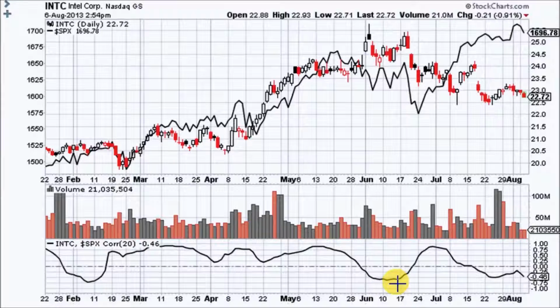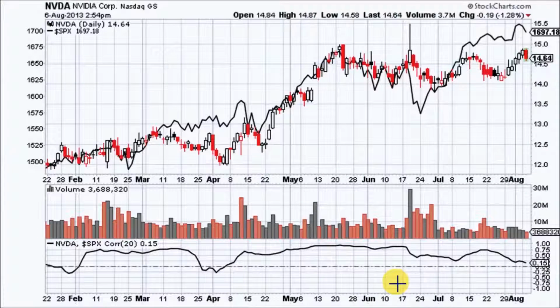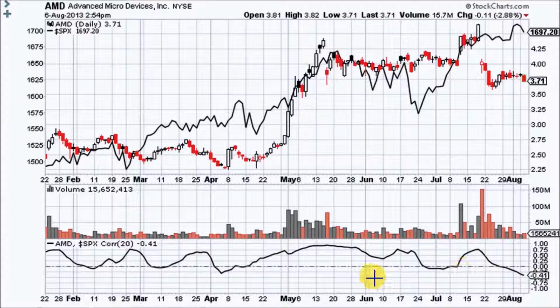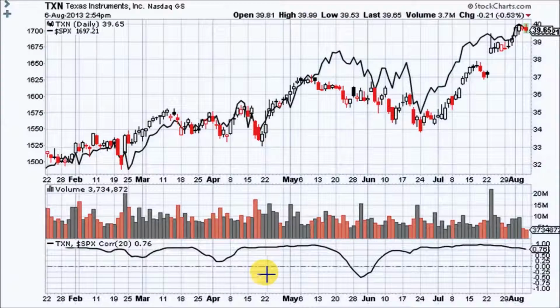Next up, let's go with NVIDIA. They make chips. A very strong correlation. That one looks pretty good. Let's go with their competition, AMD. Not as good. Okay, how about Texas Instruments, TXN? For the most part, yes, except for one period of not too bad, and they were moving kind of the same general direction. So this one's pretty good.